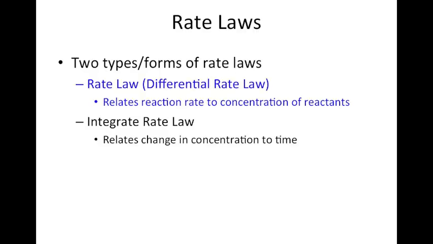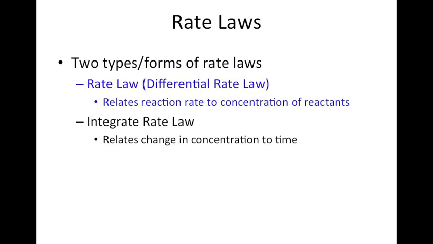In this video, we are going to discuss rate laws and how they are used to determine the rate of a reaction. First of all, there are two general types of rate laws. There's what's called the rate law or the differential rate law, and that shows how the rate of a reaction depends on the concentrations of the reactants. And later on, we'll discuss a second type of rate law called an integrated rate law, which shows how the concentration change in a reaction depends on time.